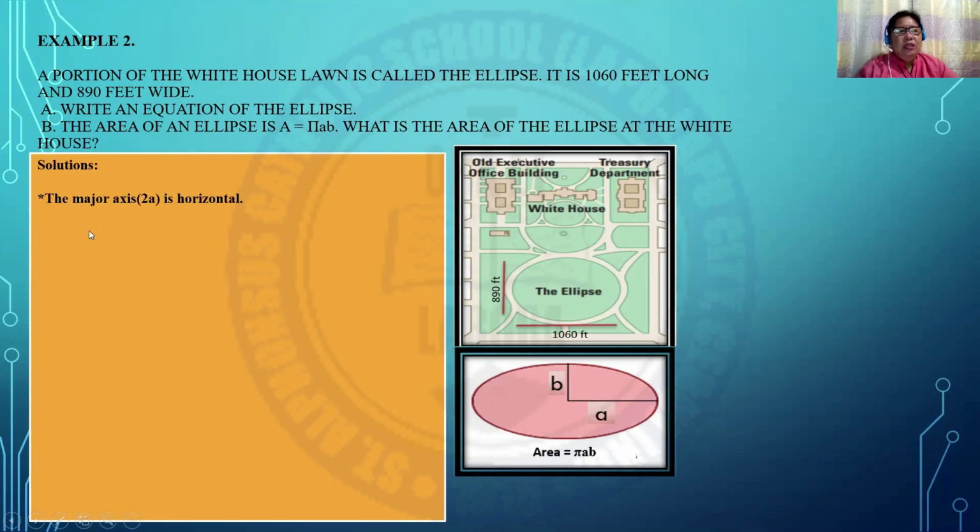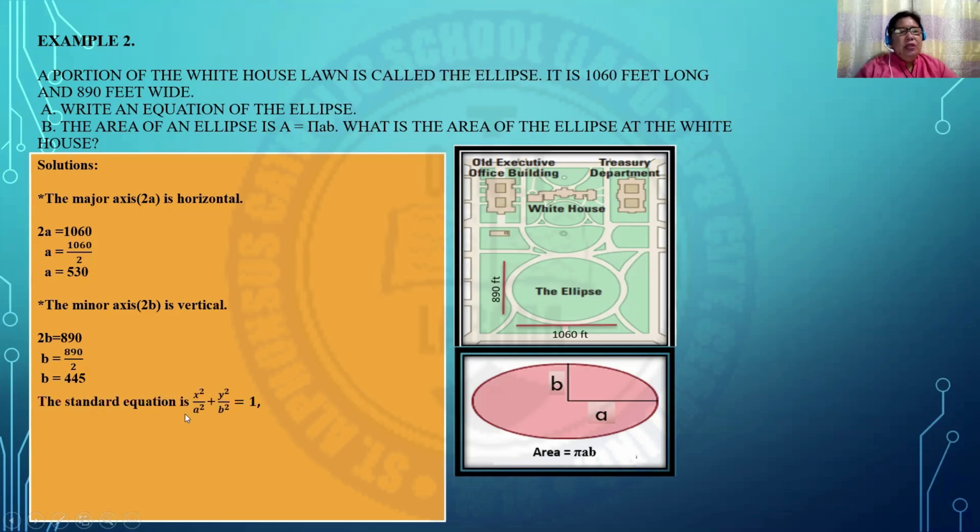For the solution, the major axis is 2a, which is horizontal. The horizontal measurement is 1,060, equivalent to 2a. Divide this by 2, and divide the other side by 2. So a is equivalent to 560. For the minor axis, which is 2b, that is vertical. So 2b is equal to 890. Divide this by 2, and divide the other side by 2. So b is equal to 890 over 2, so b is equal to 445.